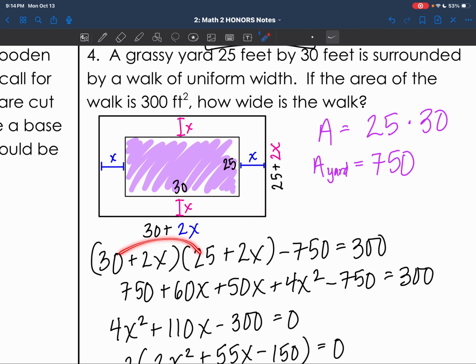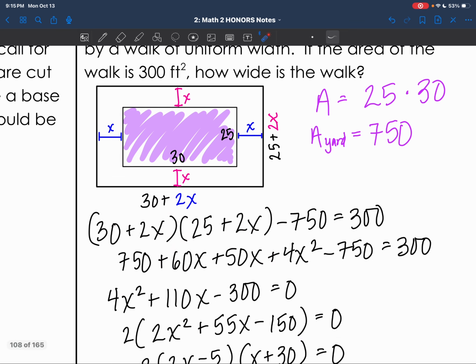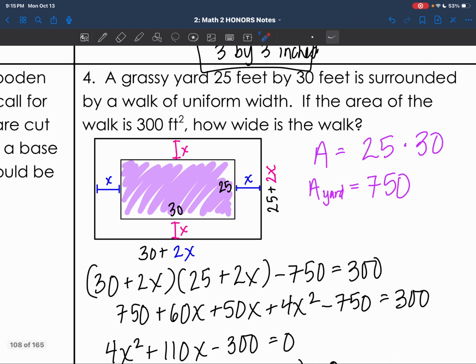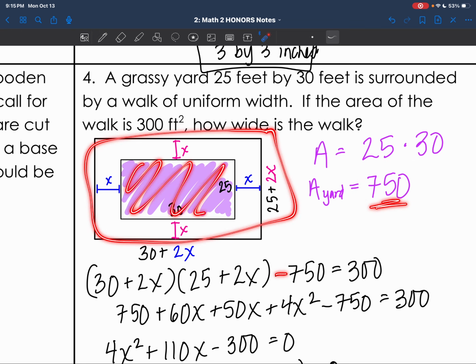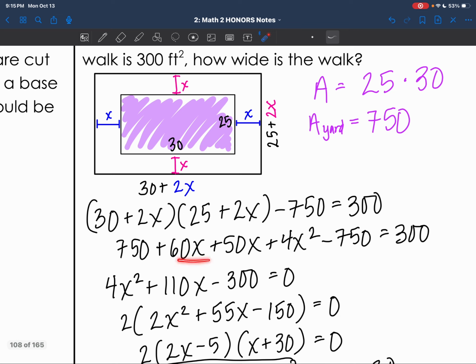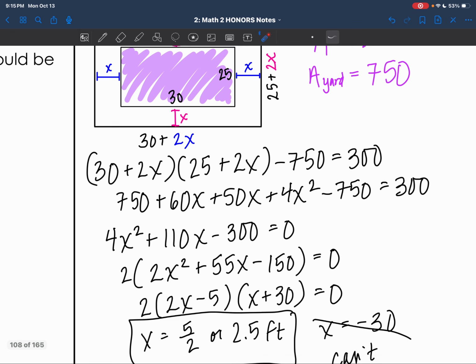And again, multiply, distribute, and I got this. I'm going to combine like terms, and then don't forget the rest of this information here. So we're subtracting the yard, so we're taking the whole thing and subtracting that part, and then that equals the area of the walk, which is 300. So these two cancel each other out. And then I'm left with this part, and now I'm going to subtract 300, and I'm left with 4x squared plus 110x minus 300 equals 0. GCF.